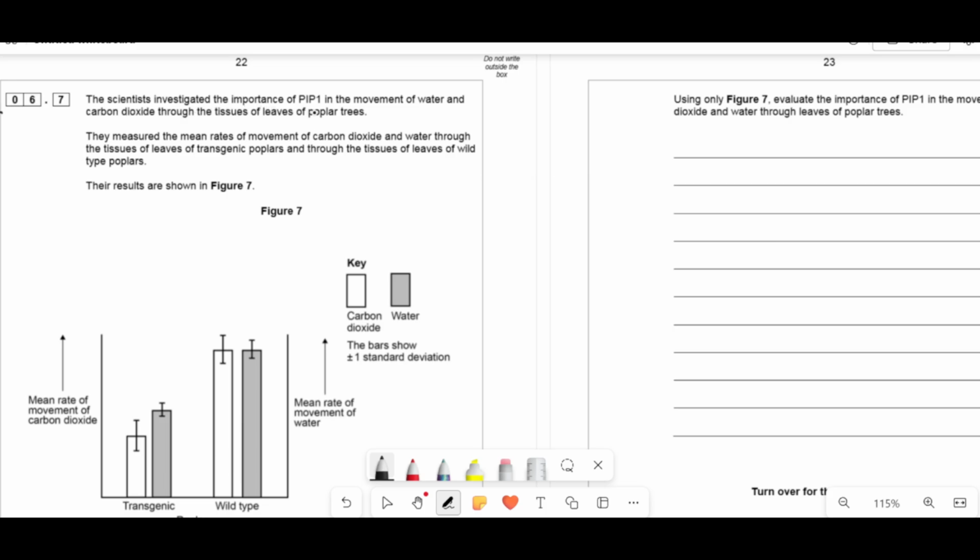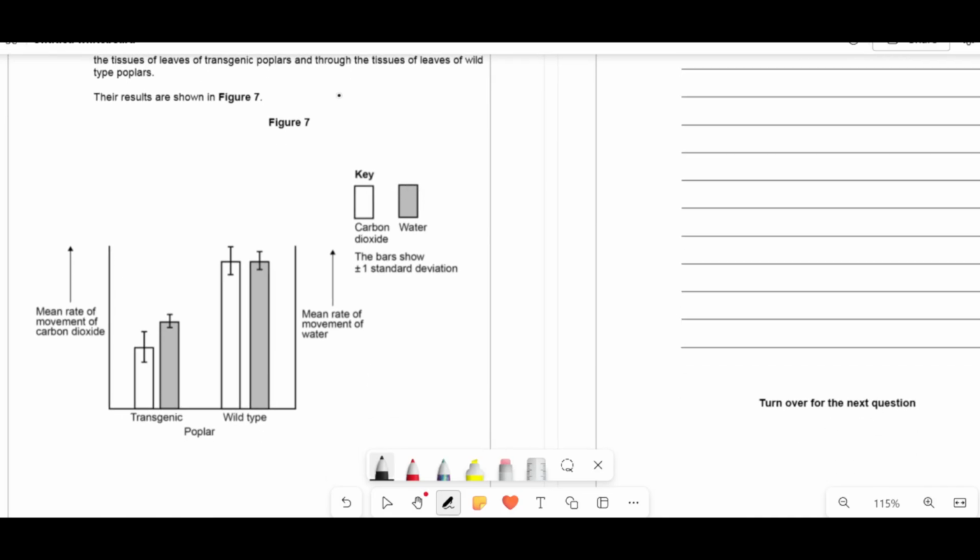The scientists investigate the importance of PIP1 in the movement of water and CO2 through the tissues and leaves of poplar trees. They measure the mean rates of movement of CO2 and water through the tissues and leaves of transgenic poplars and through those of wild-type poplars, and here are their results. So real quick, independent and dependent variables: what we're changing, what we're measuring. What we're changing, number one, is obviously transgenic versus wild-type. And what we're measuring is CO2 movement and H2O movement, right?